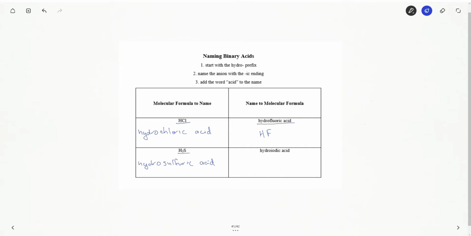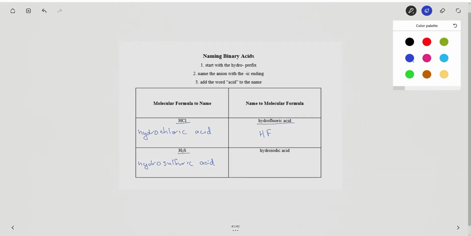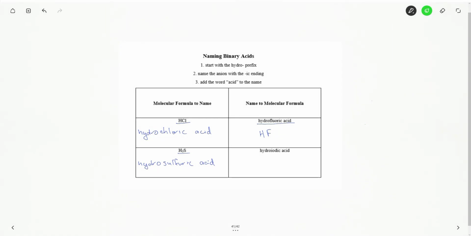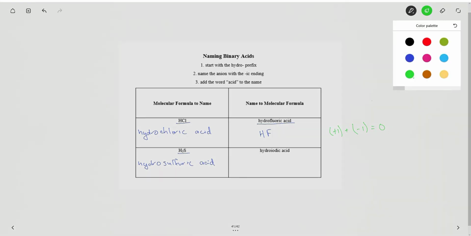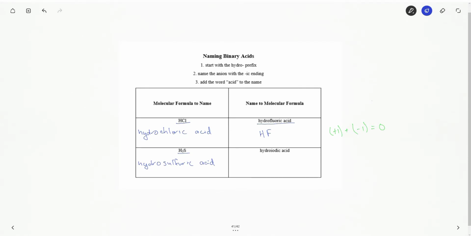Now, just like with any other ionic compound, I need to do my little bit of math to make sure that I have the right number of each element. Hydrogen, of course, has a charge of +1. I'm going to add that to my charge for fluorine, which has a charge of -1. All right, as written, that is a neutral compound. Hydrofluoric acid is simply HF. Great. Let's go to our next example.